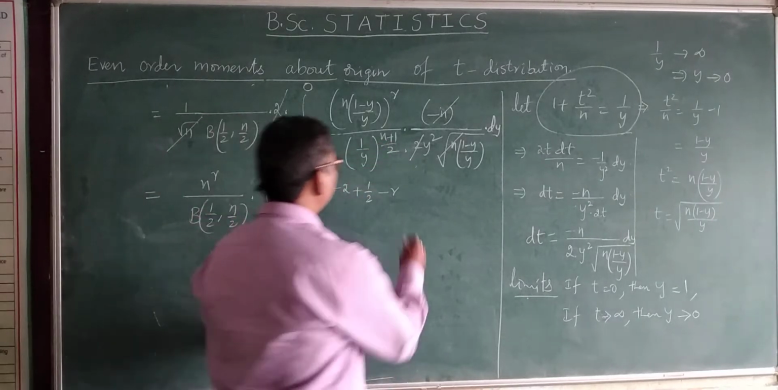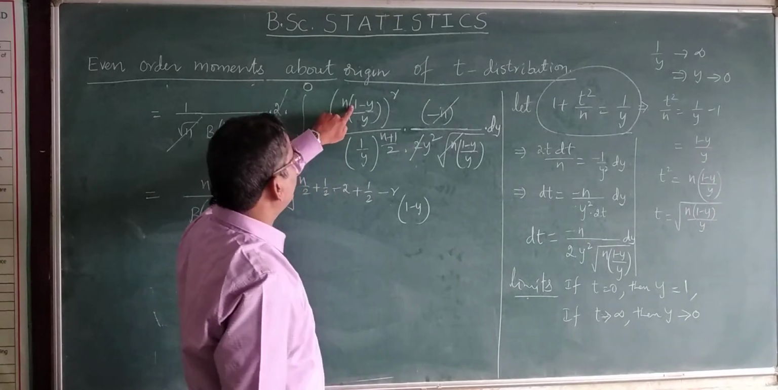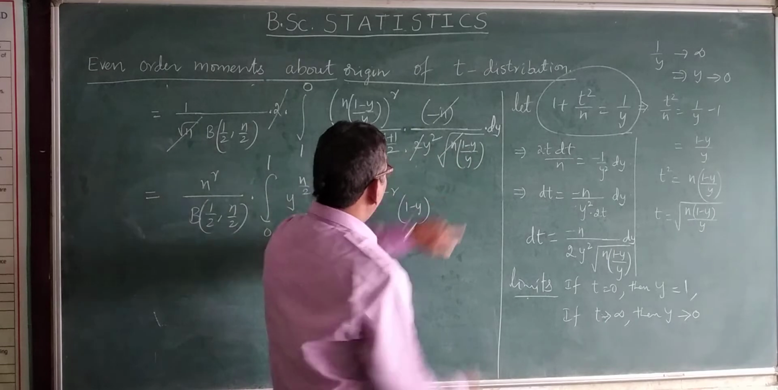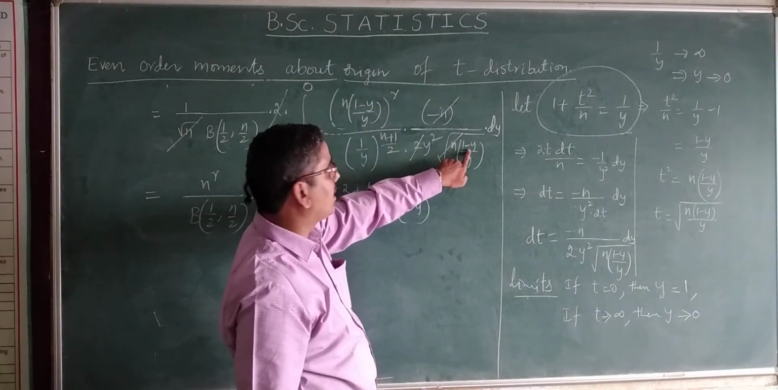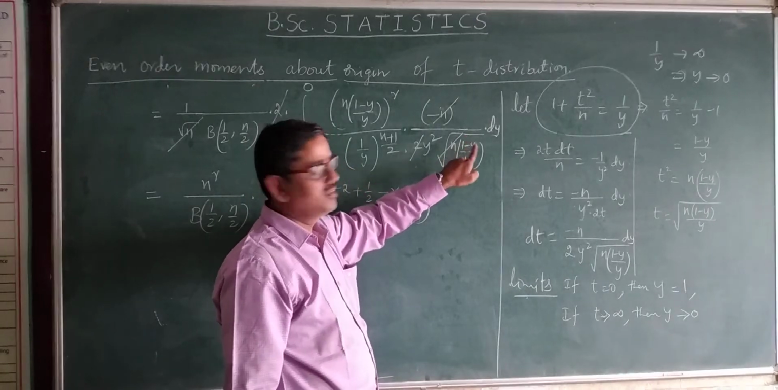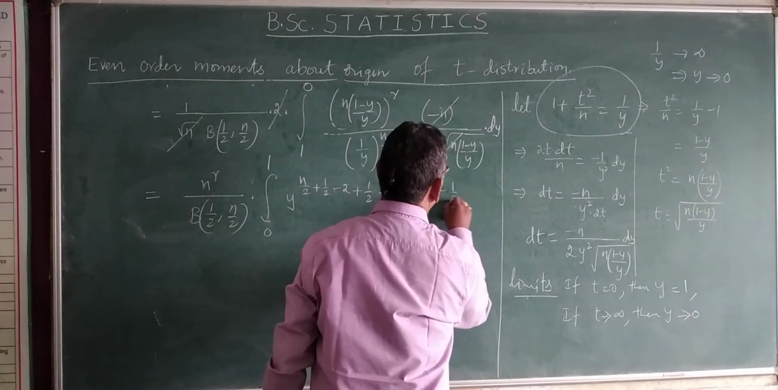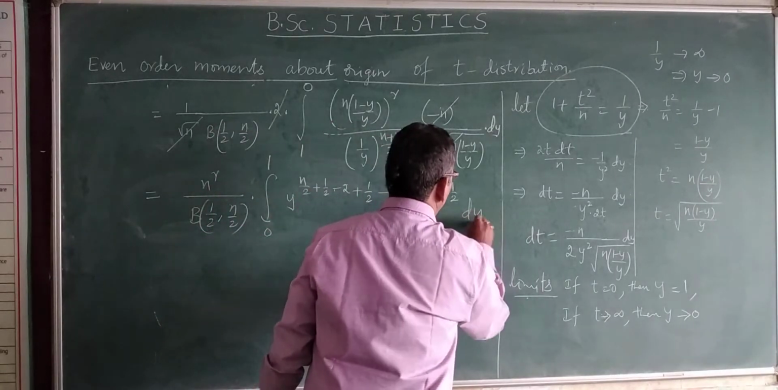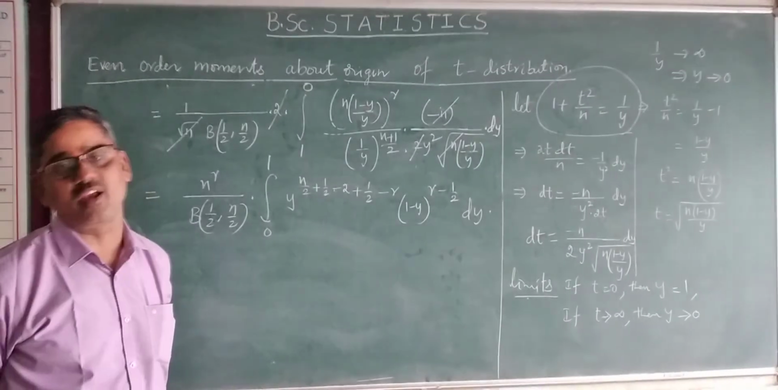And then come to the 1 minus y terms. Here we have the 1 minus y term, 1 minus y whole power r. I am writing here 1 minus y whole power r. Here we have another 1 minus y term, 1 minus y whole power 1 by 2, square root. Take the numerator, minus 1 by 2. Any other terms we have? No. So this is the way you have to do it: separate the terms of y and 1 minus y.